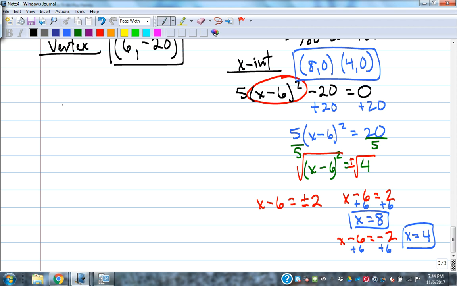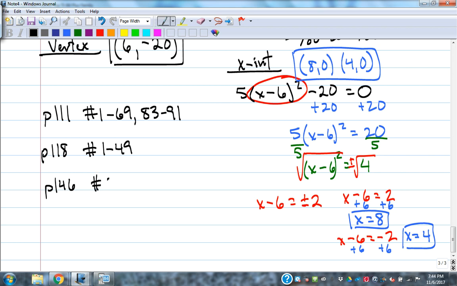But problems that you could look at for this week: page 111, 1 through 69, 83 through 91, page 118, 1 through 49, page 146, 39 through 51. Not a whole lot of problems in that set that could help. And then page 293, 1 through 83. Obviously, I'm not asking you to do all those. I'm not taking up any of those, but that would help get you prepared for your Canvas quiz that will be available this week.